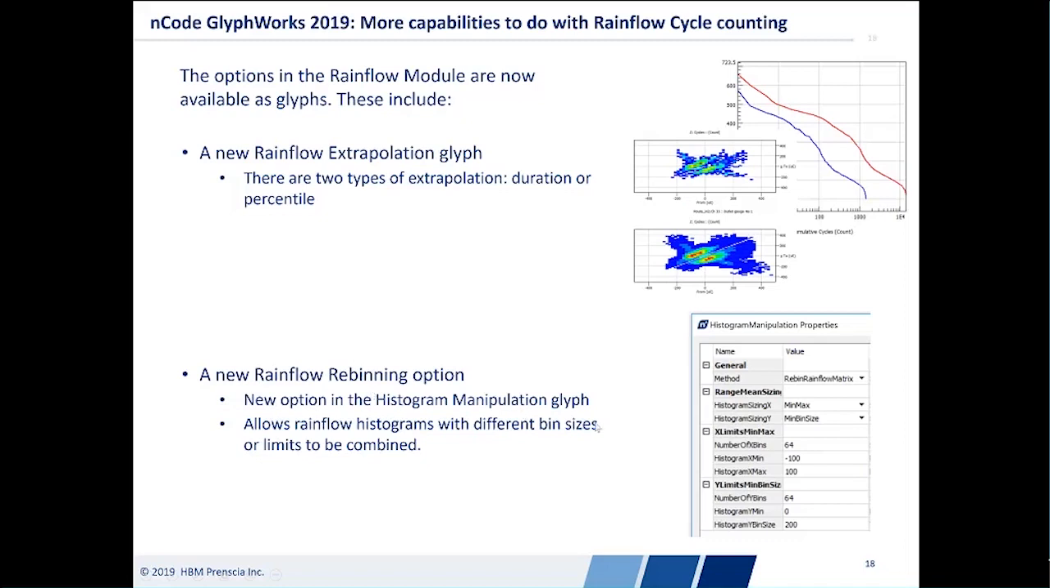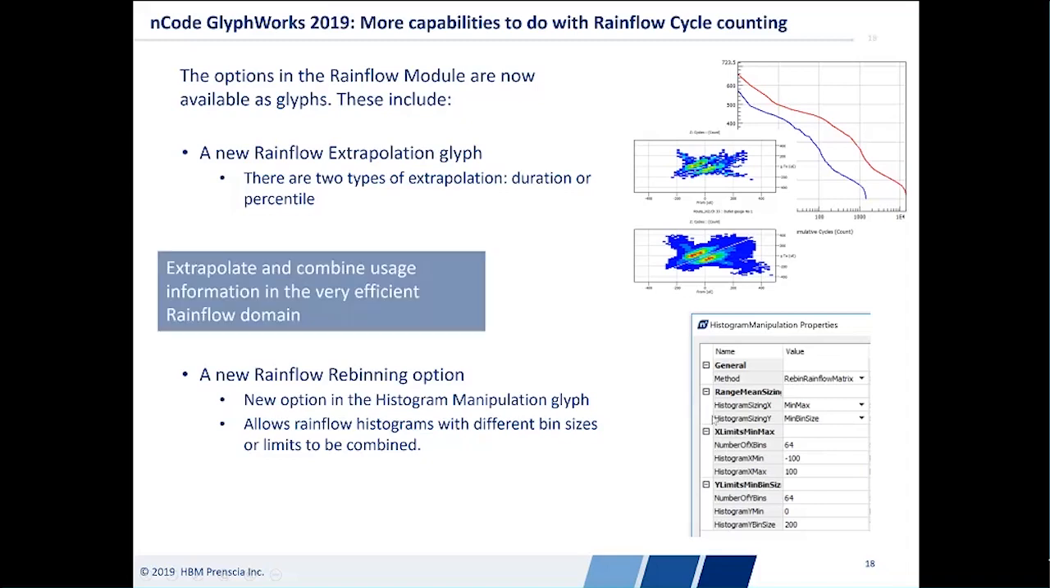So you can rebin a rainflow or a set of rainflows such that they're now represented in the same bins, and therefore they can be summed or combined, say. So the idea is to extrapolate and combine usage information in a very efficient Rainflow domain. So this Rainflow here can represent billions of data points, right? But in a Rainflow form, it's maybe a 64 by 64 matrix. So it's very, very efficient, yet it contains the fatigue information.